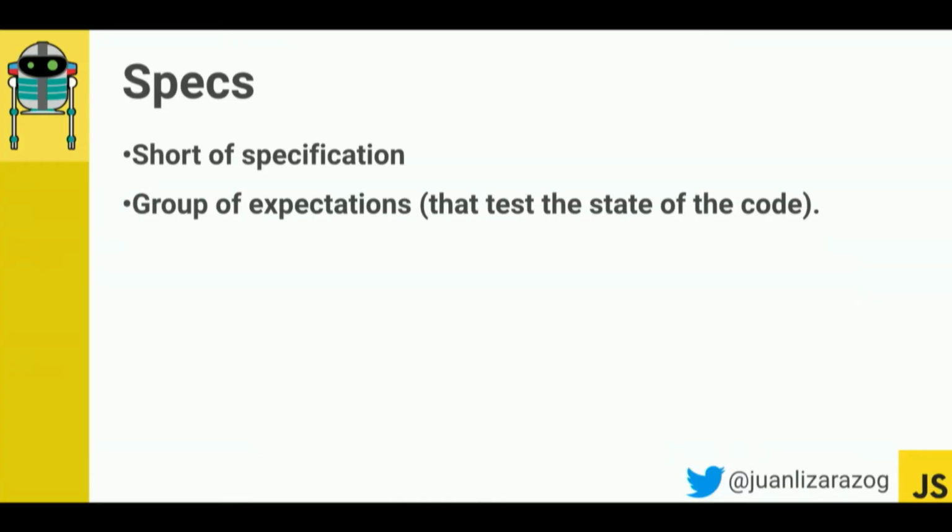They help us group expectations. Remember, expectations test the state of the code. And this is very important, because as you have a growing application, you don't want to put 1,000 expectations together in a single file, because when one fails, the whole thing is going to fail, and you need to know what failed. So it's very important to group them. Specs help us with that.